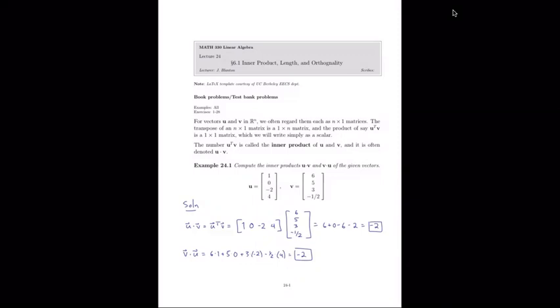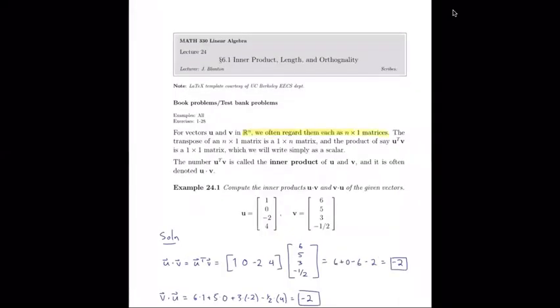And then orthogonality is the idea of perpendicularity. And we tend to use the word orthogonal rather than perpendicular in linear algebra. So to get started, for vectors u and v in Rn, we often regard them as n×1 matrices. When we do that, it makes a convenient way to define the dot product that we're already possibly familiar with from another course. If not, this is a nice ground up approach to it. So u is an n×1 matrix, and v is an n×1 matrix.